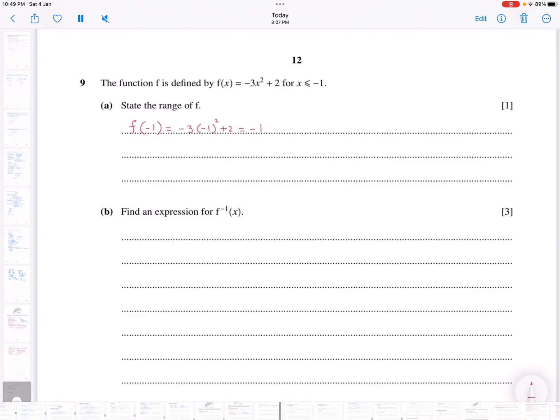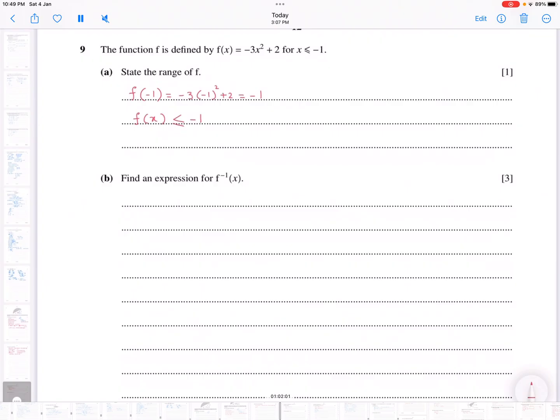Find an expression for f inverse of x. So you let f of x equal y. Now you can write this as y equals 3x squared plus 2. After writing this, you have to make x the subject. So 3x squared equals 2 minus y. So x squared equals (2 minus y) over 3.